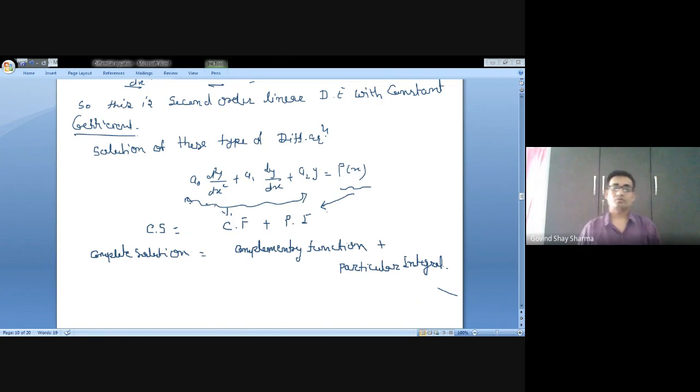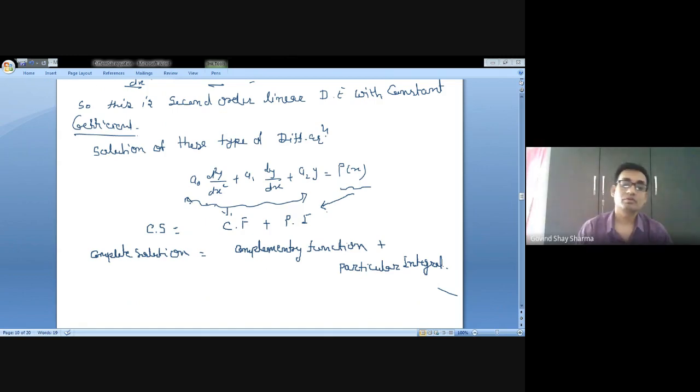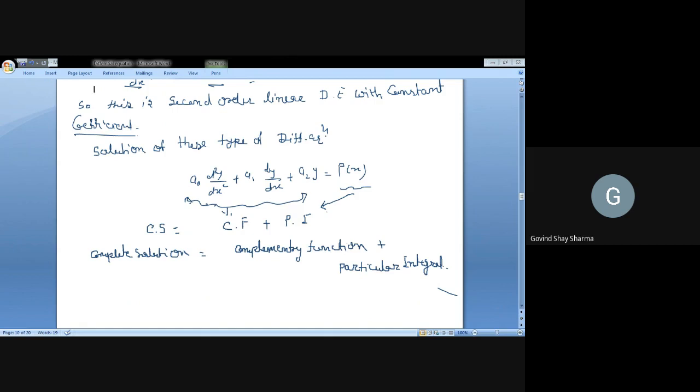Okay, so students, the complete solution of a higher order differential equation is divided into parts: complementary function plus particular integral. And we get CF from the left hand side and PI from the right hand side. So for CF, we make the auxiliary equation and find the roots of the differential equation. So how do we do it?